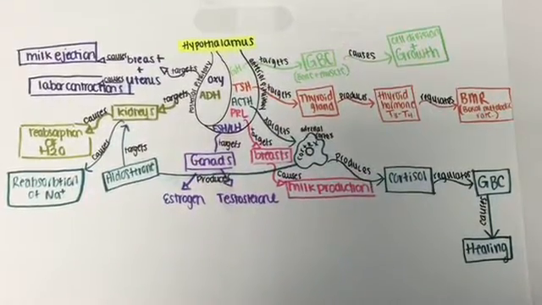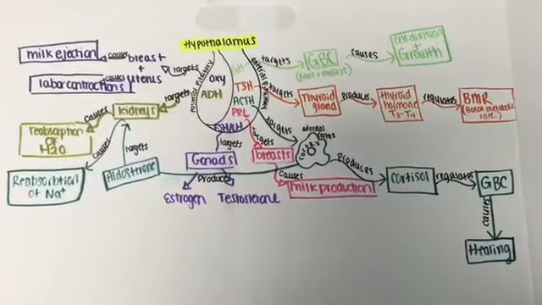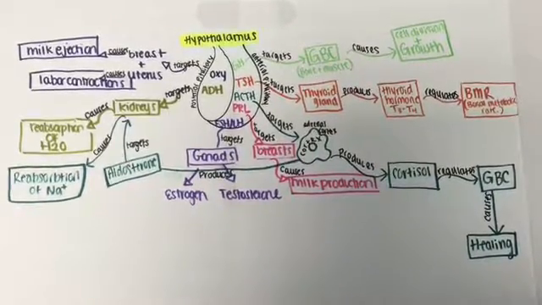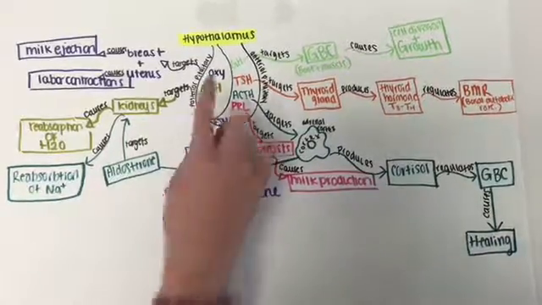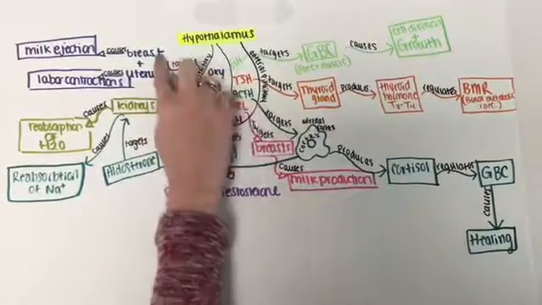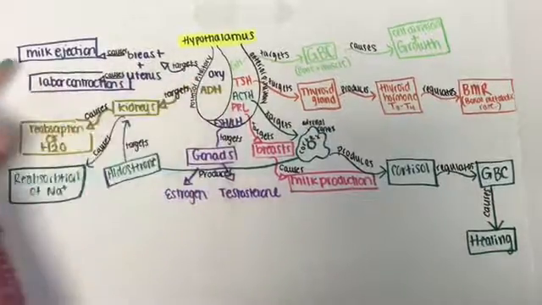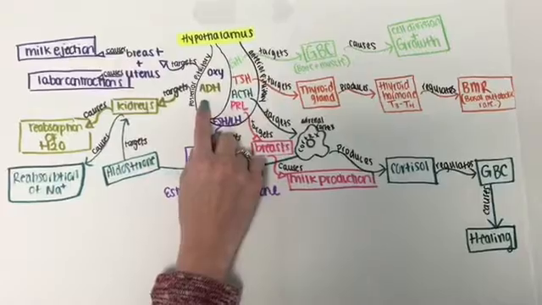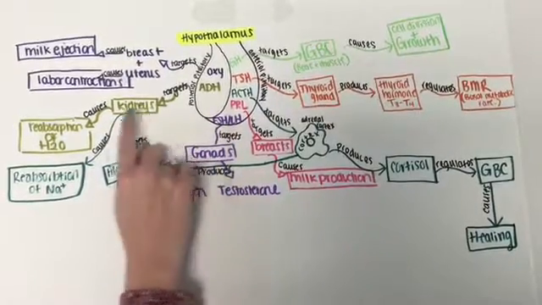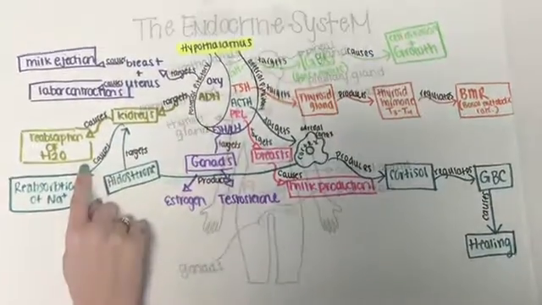Now we will look at the posterior pituitary gland and the hormones that are stored here. Remember, these hormones are produced by the hypothalamus. Oxytocin targets the breast and the uterus, causing milk ejection and labor contractions. Antidiuretic hormone targets the kidneys and causes reabsorption of water.